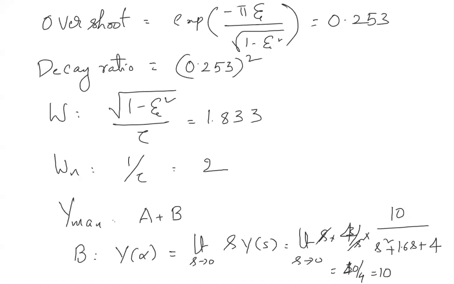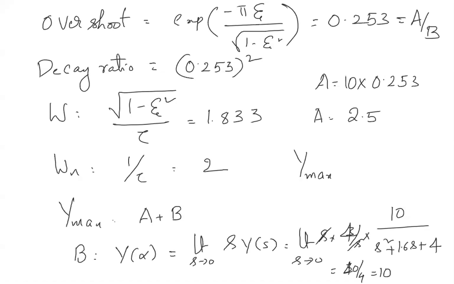Now what is A? A is 10 into 0.253, because 0.253 is A by B. So A is 2.5. What is Y max? 2.5 plus 10, which is 12.5.